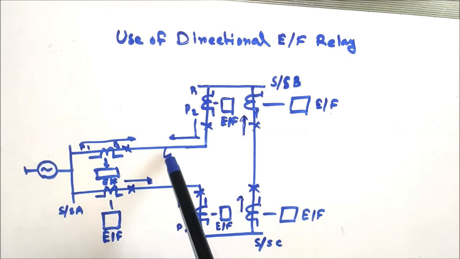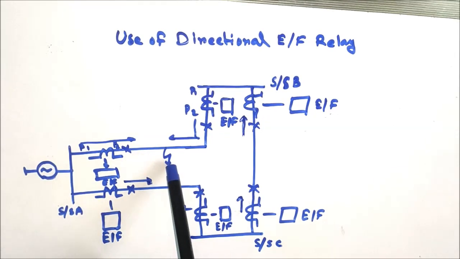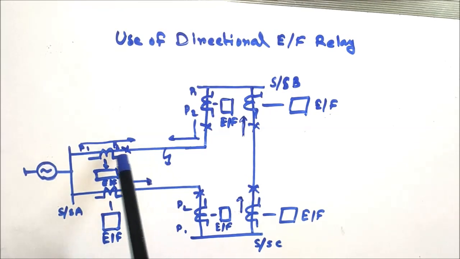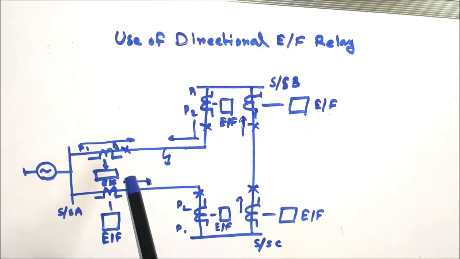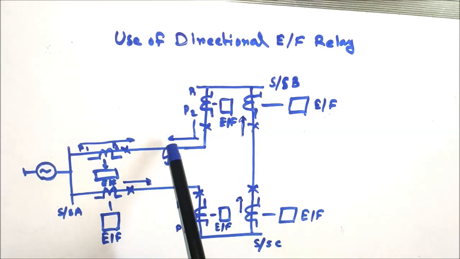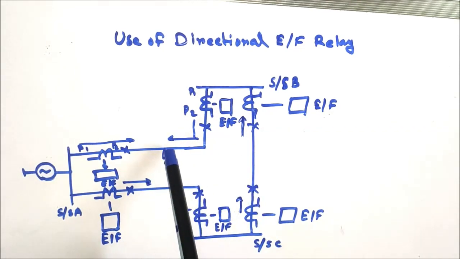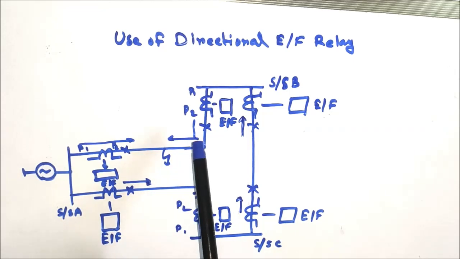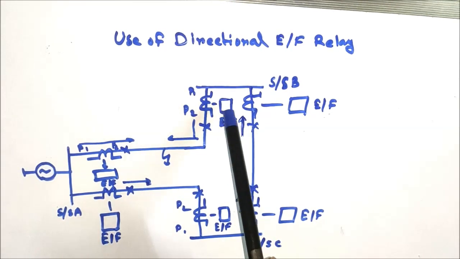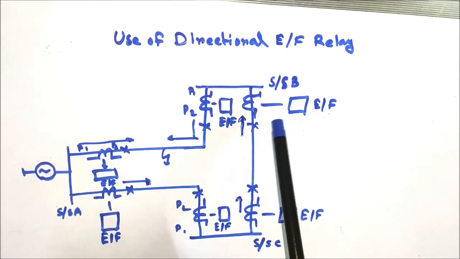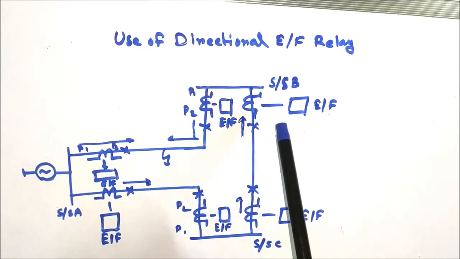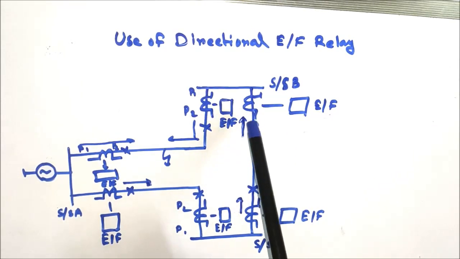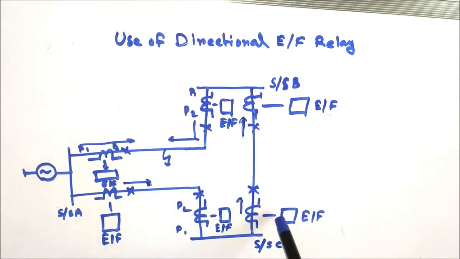Now if a fault occurs at this point, this fault will be fed from the substation A end and also from the substation B end via lines AC and CB. So due to the fault at this point, the current sensed by this relay and this relay will be the same, as this current is fed from the substation C end, and the magnitude of this relay current and this relay current is also the same.